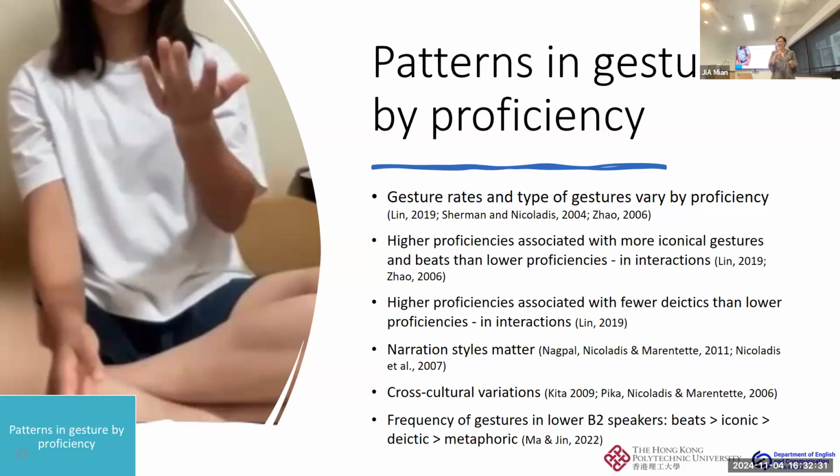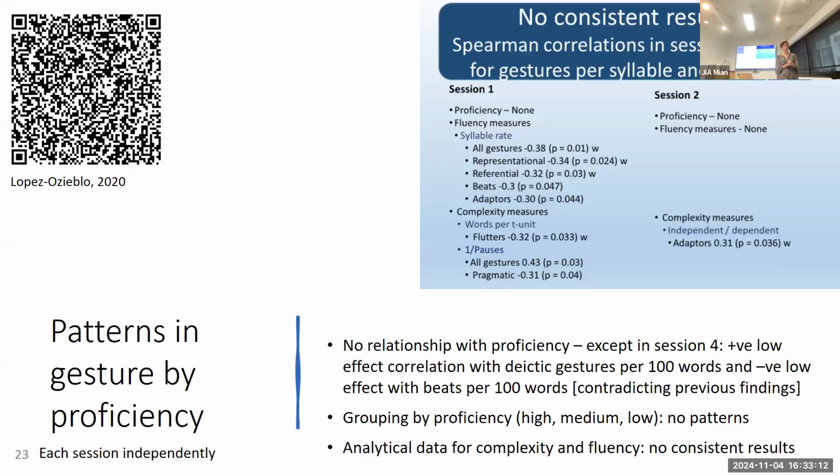The interesting bit is at the very end. In patterns in gesture by proficiency, the literature shows that there's been quite a number of studies on this. However, the results are inconclusive, which is hardly surprising because we're talking about different languages, different cultures, and different tasks. So overall, in interactions, there seem to be more iconic gestures and beats at higher proficiencies than lower ones, and fewer deictics. But as I said, there are so many differences that this is to be treated with a lot of caution.